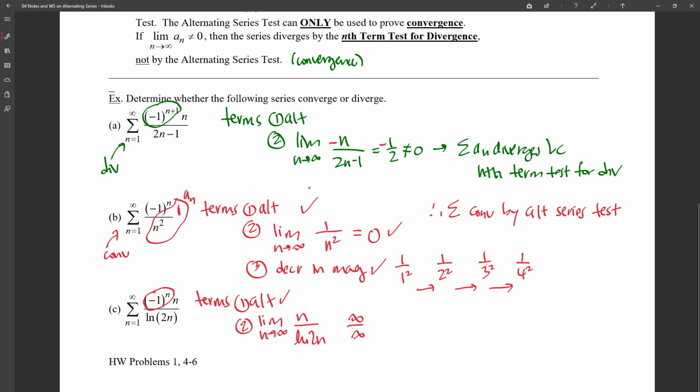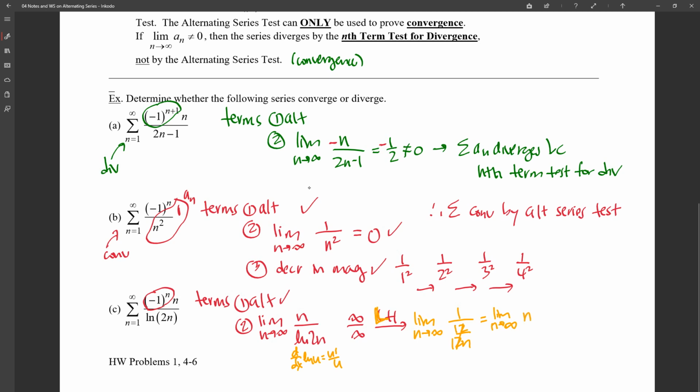And what does that mean I can do? I can do L'Hopital's. What does this L stand for in L'Hopital's? This L stands for limit, so this is the limit as n goes to infinity of the derivative of the numerator, which is 1, over the derivative of the denominator. Remember, the derivative of ln of u is equal to u prime over u. So this is going to be 2 over 2n, and that's going to be equal to the limit as n goes to infinity of, this is really 1 over 1, right?